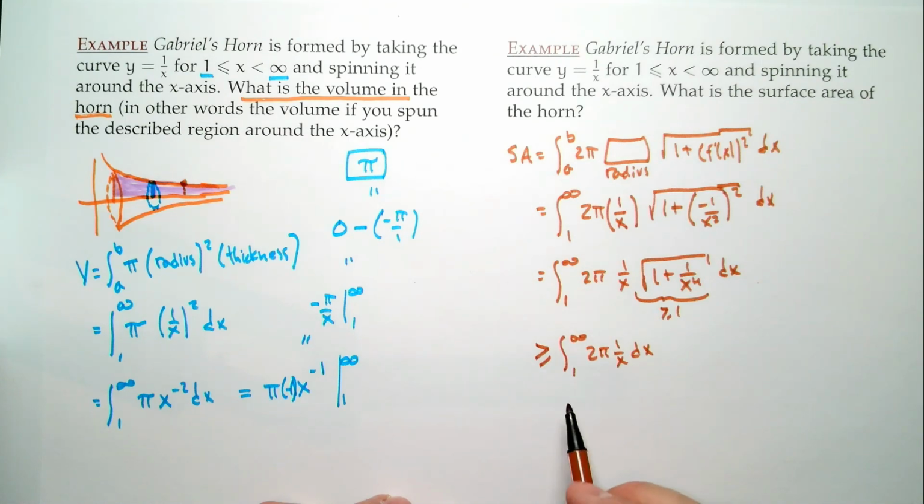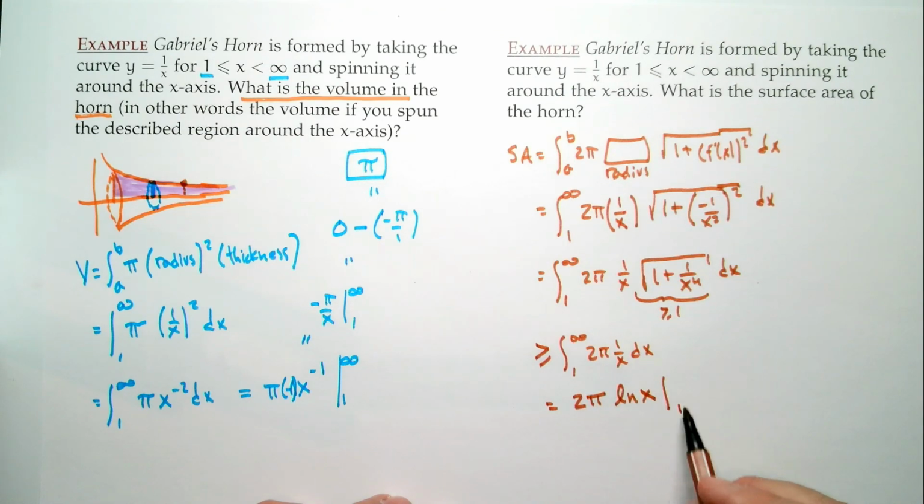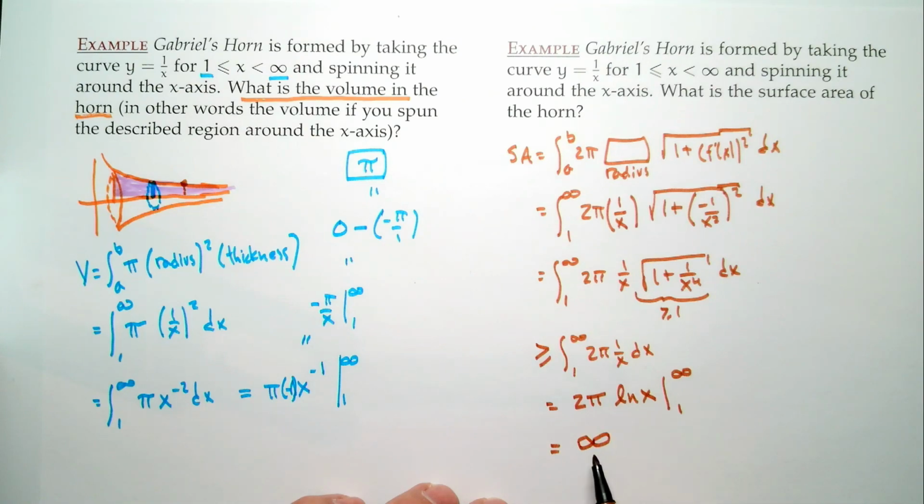Now, can we do that integral? Yes. What's the integral of 1 over x? Natural log x. Okay. Now, plug in infinity, which of course means what happens to natural log as we go to infinity? It does what? As you go to infinity, natural log goes to infinity. So the surface area is at least as big as infinity. Well, there's not much room up there. So that says the surface area is infinity.